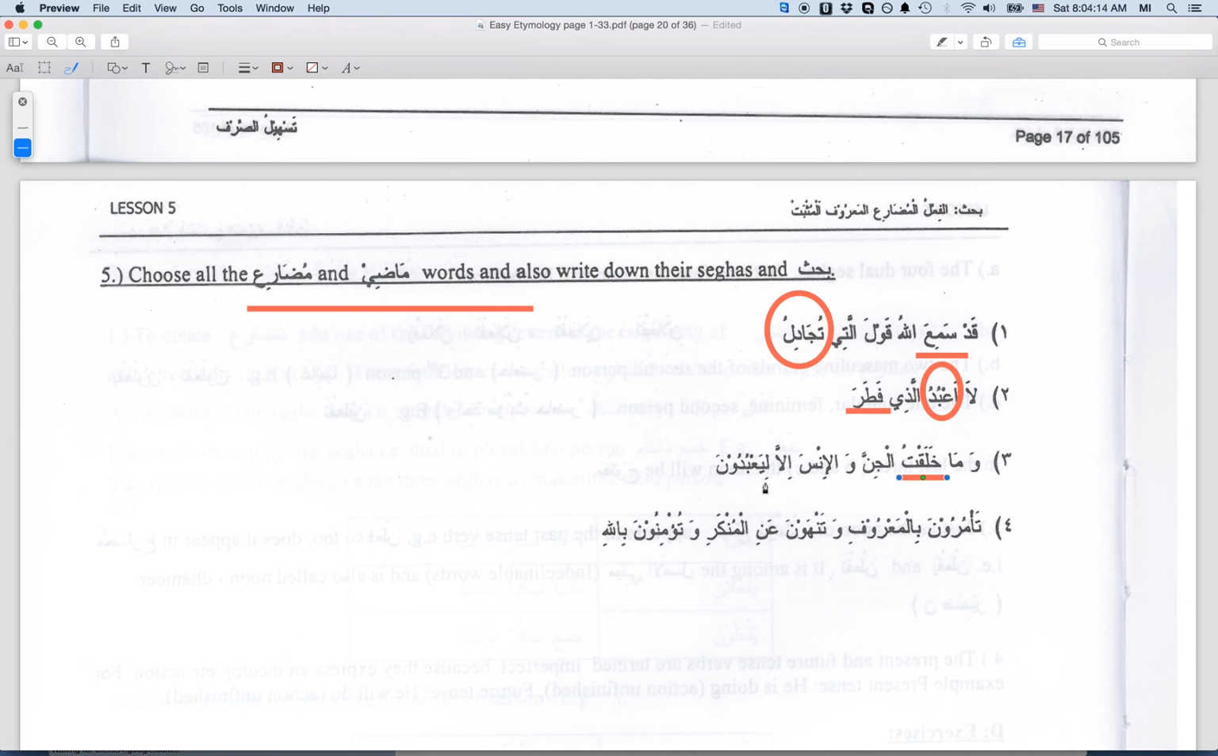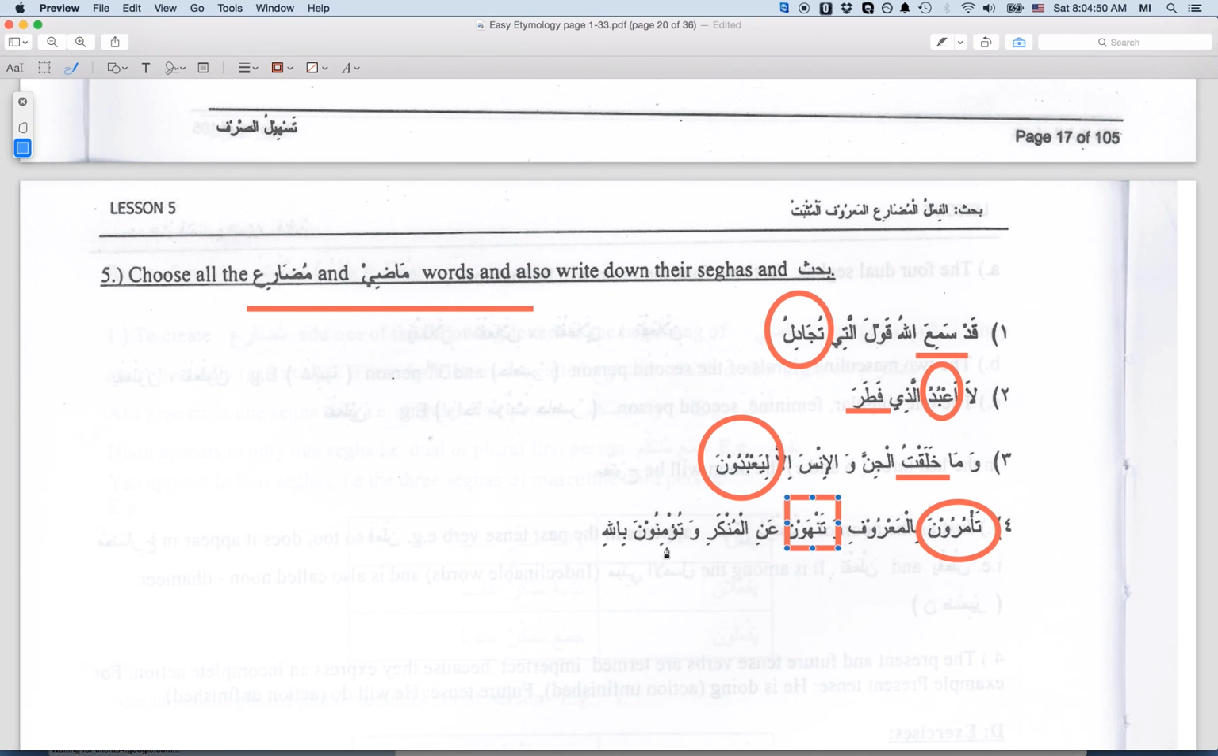الجن والإنس إلا ليعبدوا لي يعبدون. Ya is a sign of mudari, so يعبد, this is mudari. خلقت is madi. تأمرون. So ta is also alamat of أمر يأمرون. تأمرون. So this is a mudari بالمعروف. وتنهون, again ta is mudari. Both of these are mudari.